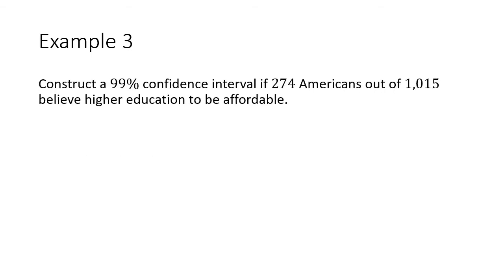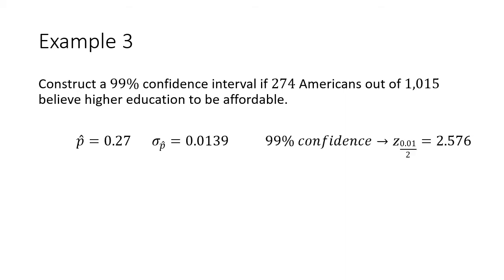So if I wanted to now construct a 99% confidence interval for the same data, that 274 Americans out of 1,015 believe higher education to be affordable, again, p-hat hasn't changed. My standard error will not have changed. The only thing that will have changed is my z-score, or my confidence level. So we had calculated p-hat before. We had calculated that standard error before. Those didn't change. I'm just taking those numbers from our last example. The only thing that changed now was my z-score.